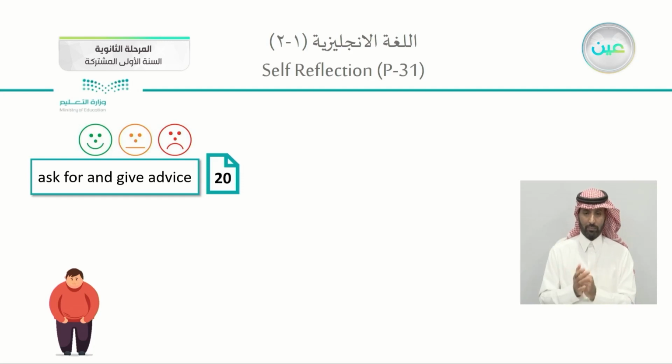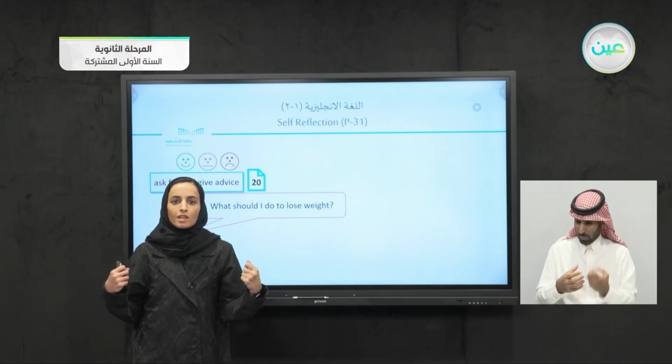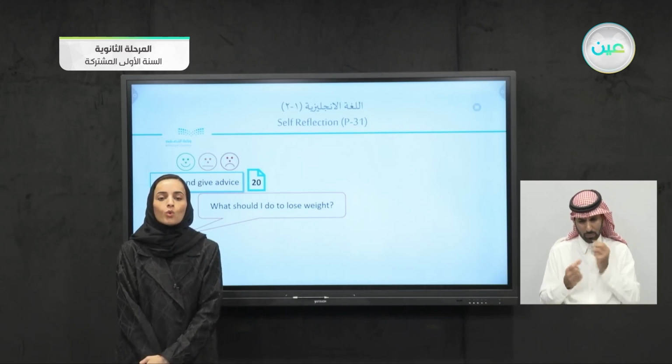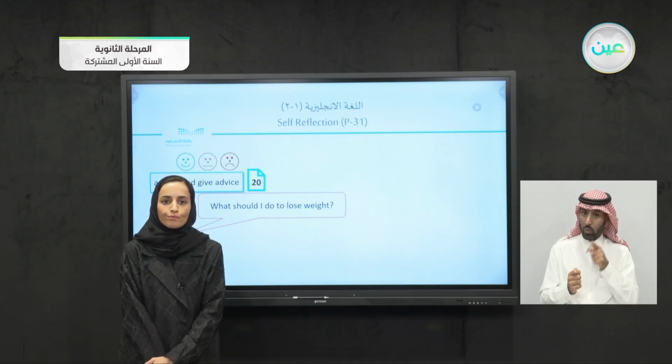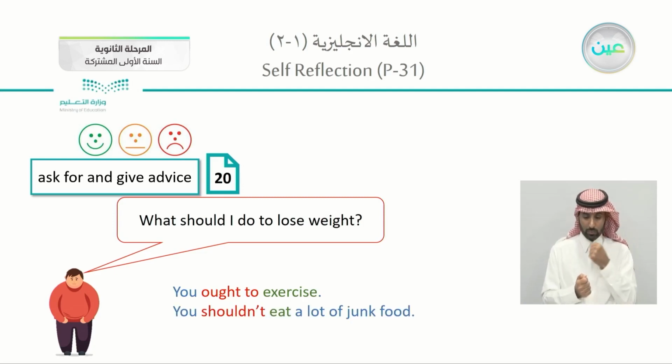Then we discussed on page 20 how to ask for and give advice. I will show you a problem, then we will try to come up with the advice. This boy will tell us about his problem. What should I do to lose weight? I am overweight and I consume too much junk food. What can I do? What should I do? Asking for advice. What advice would you give him? For me, I will tell him, you ought to exercise. Ought to. And also, you shouldn't eat a lot of junk food.